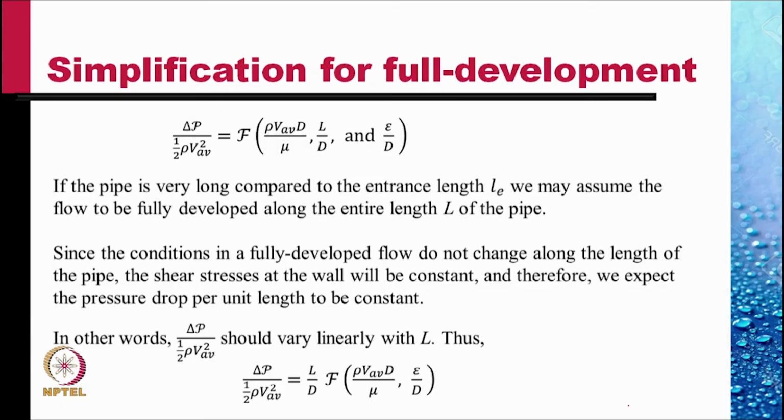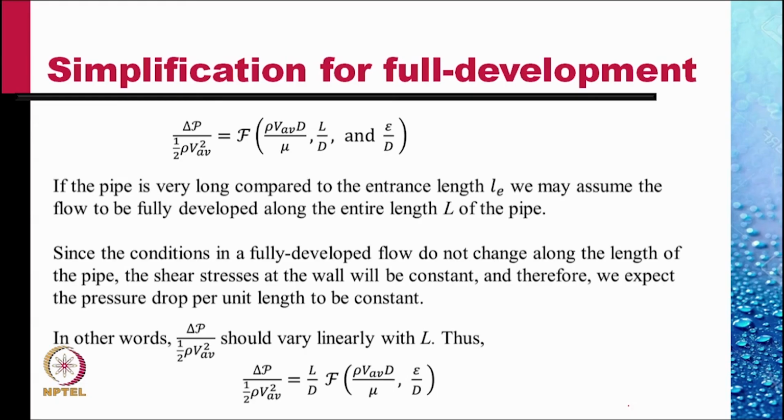So we can write the equation just like before. Delta P over 1/2 rho V average square is a function of Reynolds number, L by D, and epsilon by D. Now, if the pipe is very long compared to the entrance length LE, we may assume that the flow is fully developed along the entire length of the pipe. Then the pressure gradient is constant in the pipe. If the pressure gradient is constant in the pipe, then delta P should increase linearly with L.